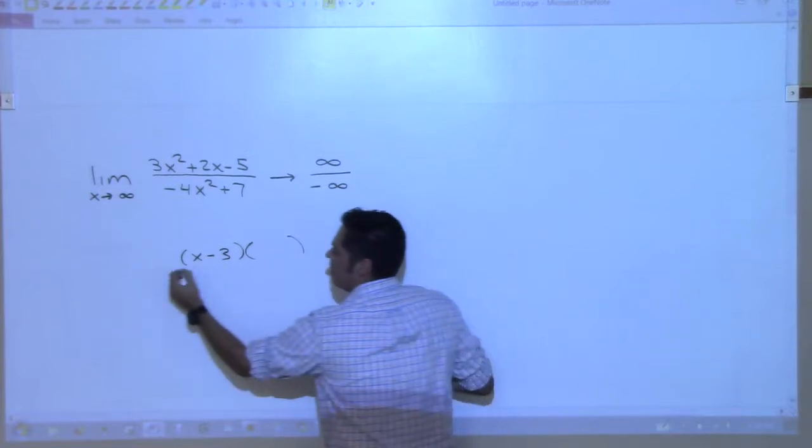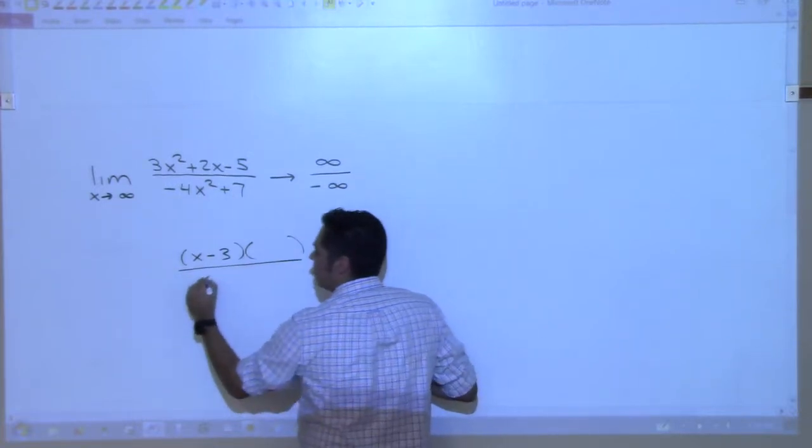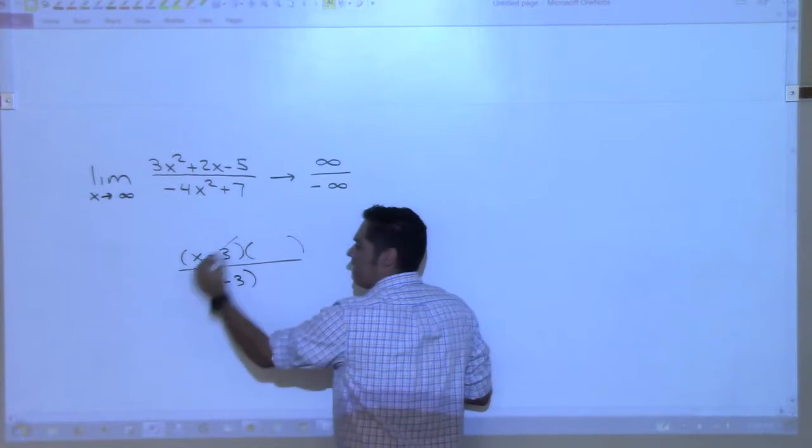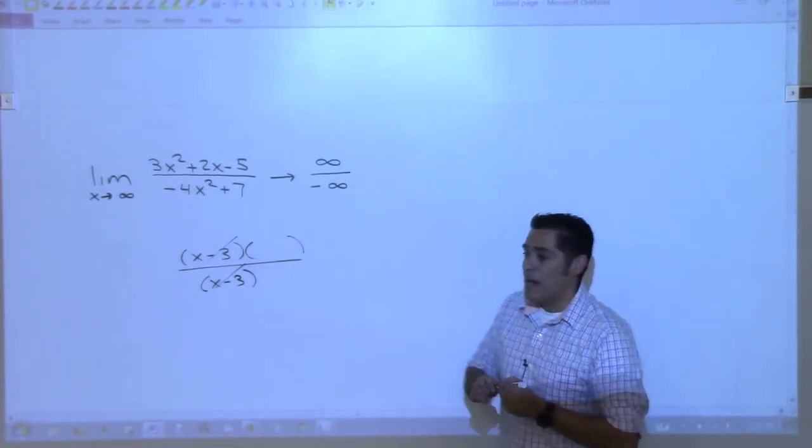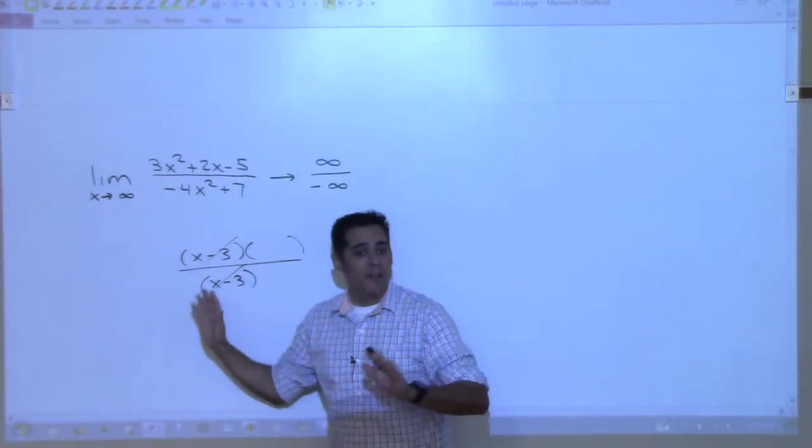Okay, I know it doesn't, but let's say it had that. And let's say the bottom, when we factor it, had x minus 3. We would cancel this, right? And we would have to say to ourselves, as long as x is not 3, right?